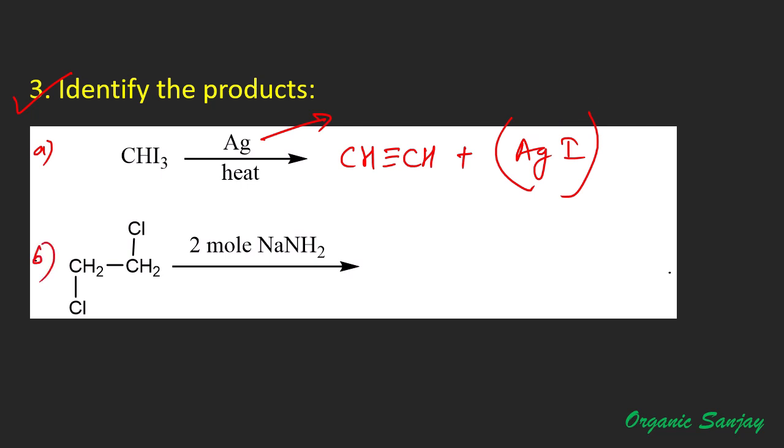Similarly, the second question: 1,2-dichloroethane is given and 2 moles of sodium amide. Here, dehydrohalogenation reactions will occur one by one, and ultimately ethyne will be formed. The byproduct need not be written, or if you want to write it, no problem. If reagents are given above the arrow, you can skip writing the byproduct, but if you want to write it, you can. NaCl will be formed and ammonia will be formed as byproducts here.